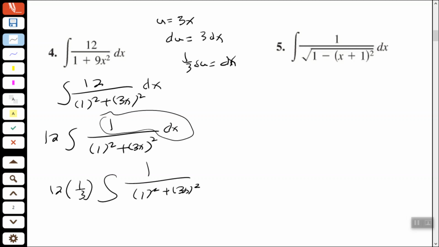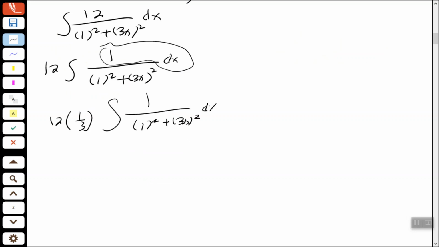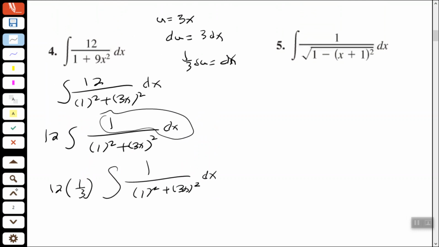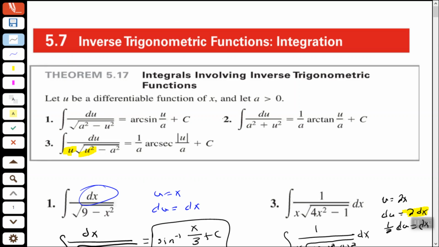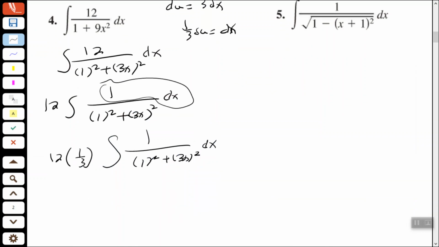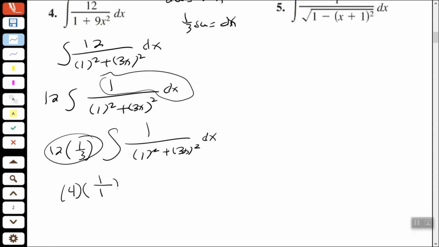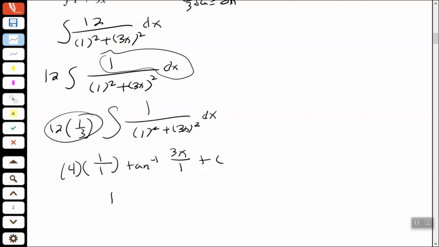All right, so it looks like we have the integral of 1 over a squared plus u squared. So let's go back up to our theorem here. And that looks like number 2, the integral of du over a squared plus u squared, which equals 1 over a, the inverse tan of u over a plus c. So 1 over a, so we have this 4 here, of course. And in this case, a is 1, u is 3x. And then u over a plus c. So we have 4 times arctan, or the inverse of tangent, of 3x plus c.